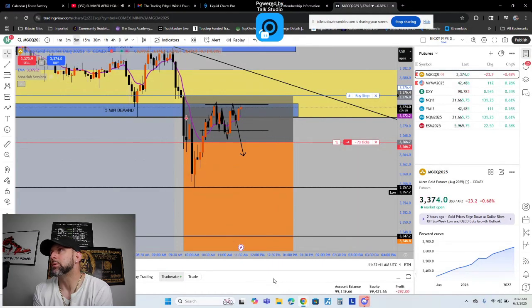So, push up. Let's see, it's got to reject it fully because it's creating a doji right now. So we need to figure out if it wants to reject it. So usually a doji like that means it's a change of direction, so indecision, or a retracement.